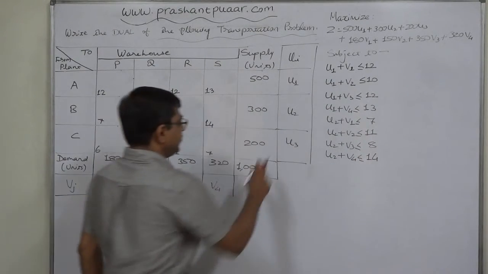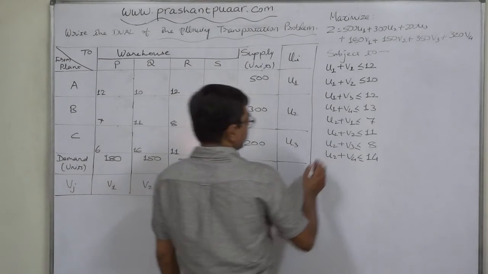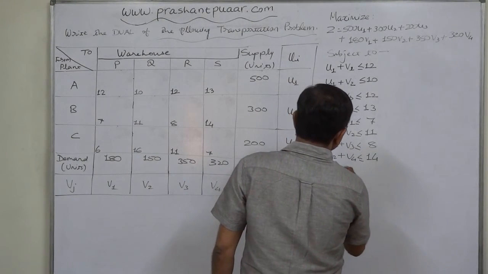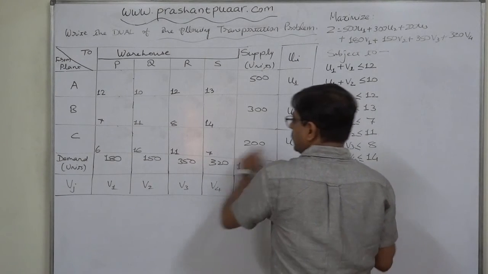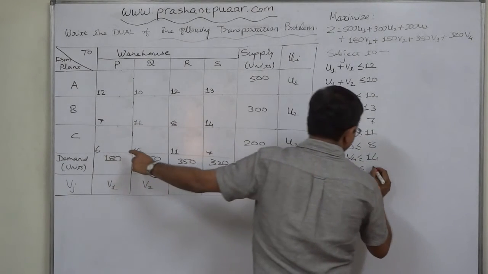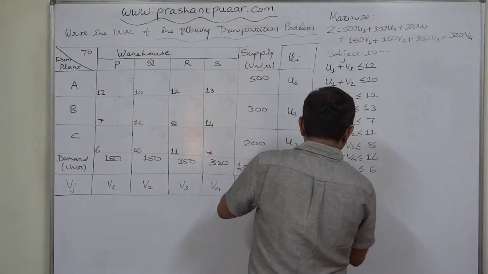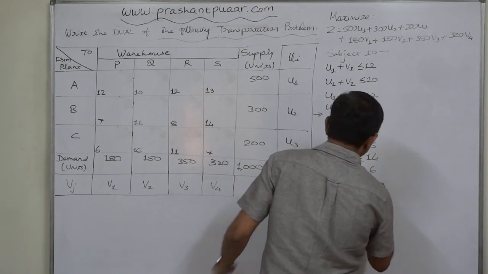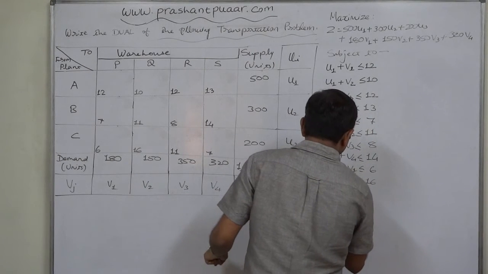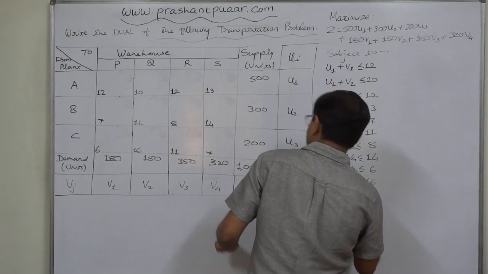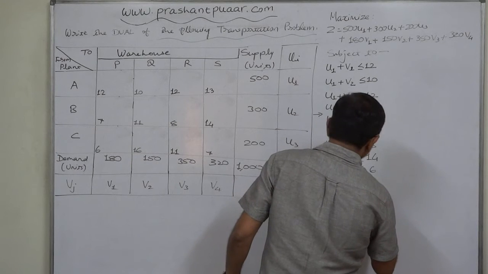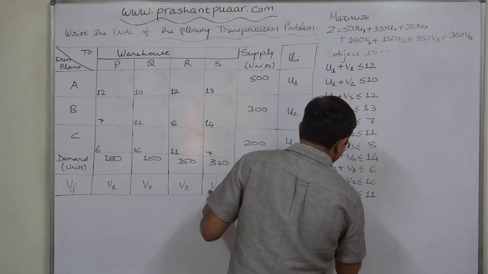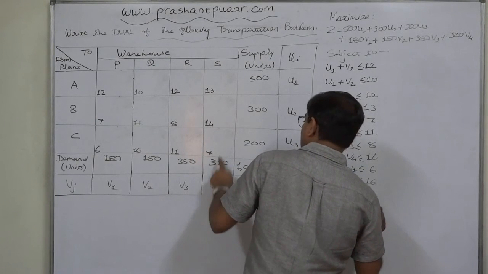Now the constraints for U3. U3 plus V1 less than or equal to 6. U3 plus V2 less than or equal to 16. U3 plus V3 less than or equal to 11. U3 plus V4 less than or equal to 7.